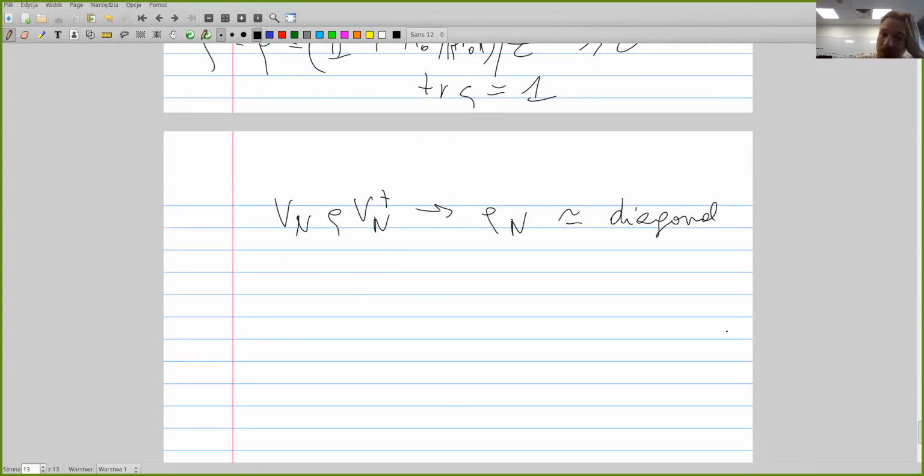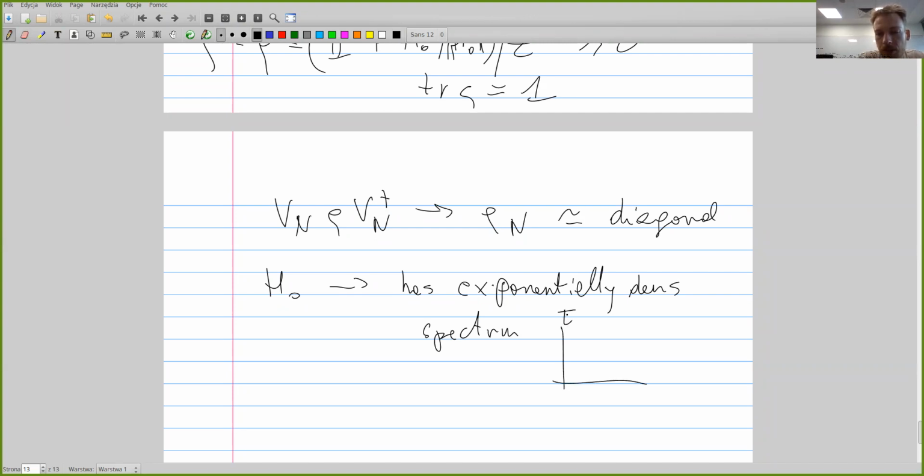Why this is not the best thing to do is that Hamiltonians H0 very typically have an exponentially dense spectrum. So if you look at the gaps E_k minus E_{k+1} of the Hamiltonian, it might look like this, and the spectrum of the Hamiltonian will be very dense.